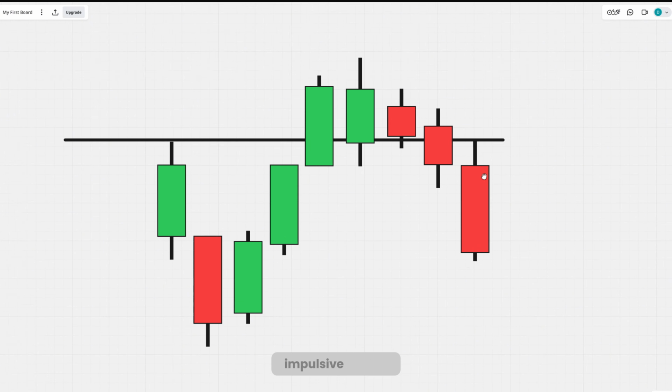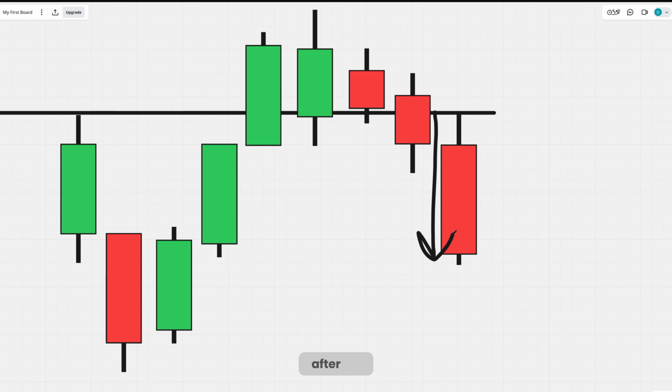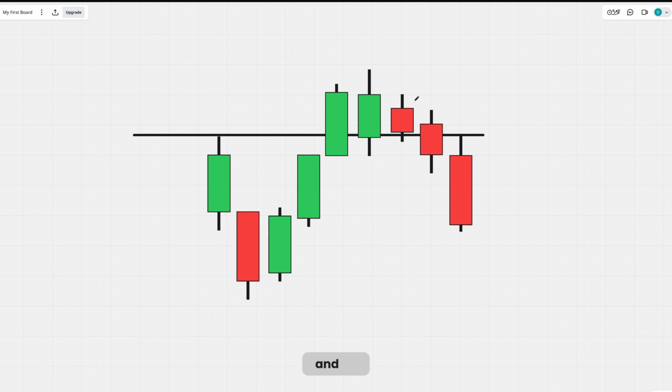Now we had this impulsive candle towards the downside after we had this candle close below, and no indication that we actually wanted to hold our key level, showing that this was most likely going to be a choppier day and we wouldn't have any clear direction for the day, no clear trend.